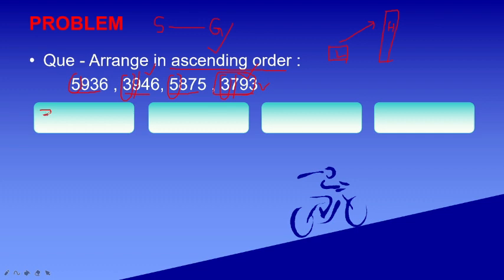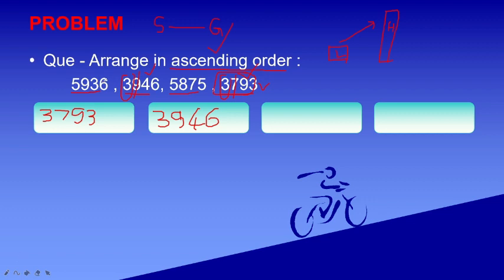So we will write here 3, 7, 9 and 3. Then we choose the next greater number from that. This is the 3, 9, 4 and 6. Now two numbers here we see, 5,936 and 5,875.